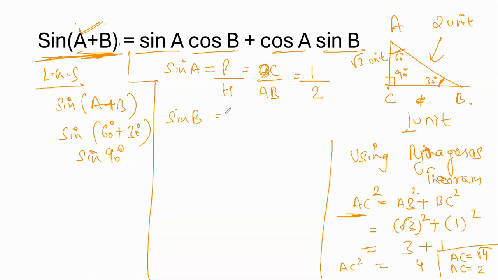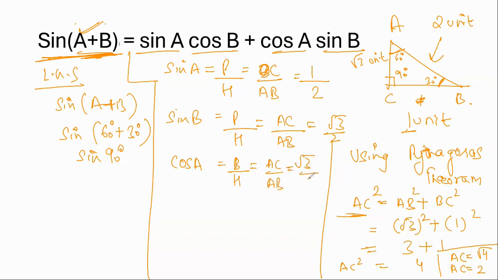Then we have sin B. Sin theta is perpendicular over hypotenuse, but for angle B, the perpendicular is AC and the hypotenuse is the same. So √3 over 2. Then we have to find cos A and cos B. So what is cos A? Base over hypotenuse. So base for angle A is AC and hypotenuse is AB, which is √3 over 2. And what is cos B? Which is again base over hypotenuse, but for angle B, the base is BC and hypotenuse is AB. Okay, so BC we have what? 1 over 2. Now we have all the values.